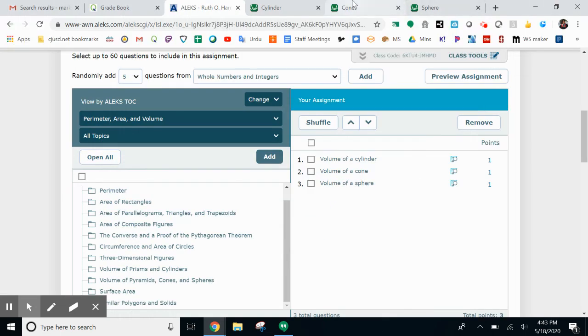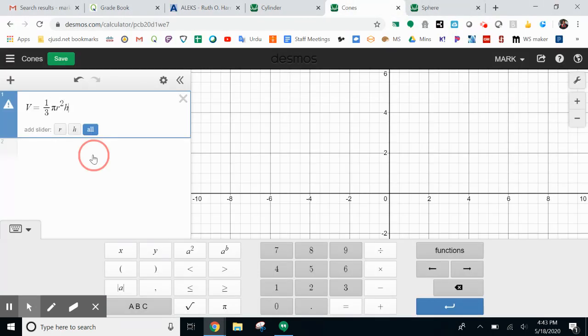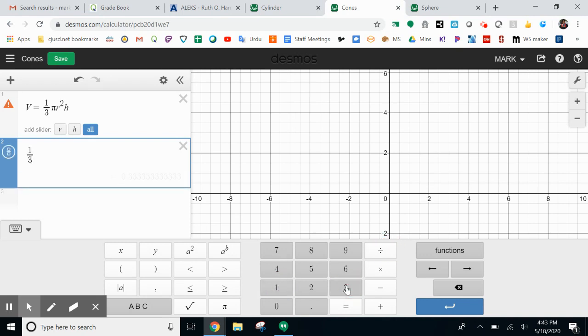So I'm not going to do that math by hand. I'm going to go over here to my Desmos with cones. So I'm going to type in my formula just like I would with any of these objects, and I wrote it down here ahead so I wouldn't forget it. So 1/3, so I'm going to do 1 divided by 3, and then I'm going to come to pi, so that's going to be 3.14, and then, oh, I didn't put my multiplication sign.